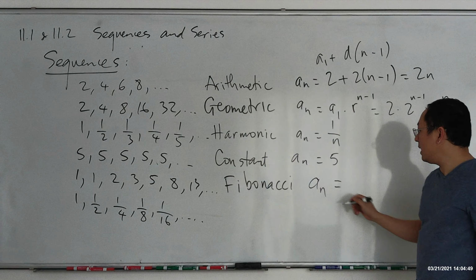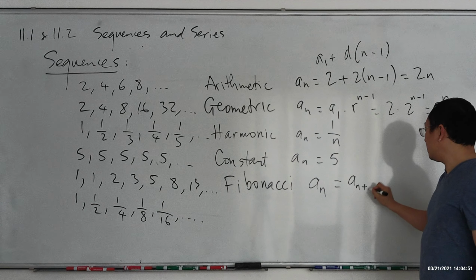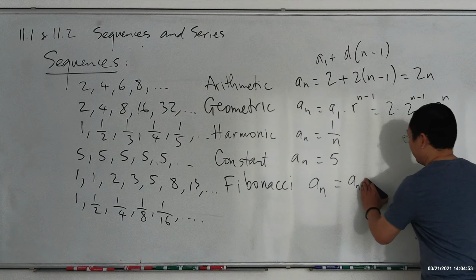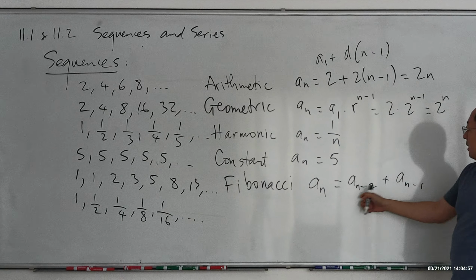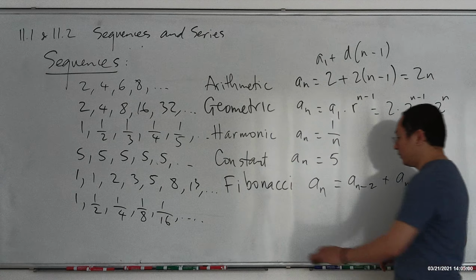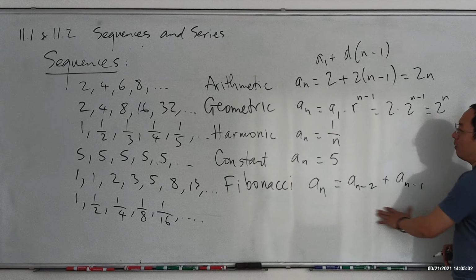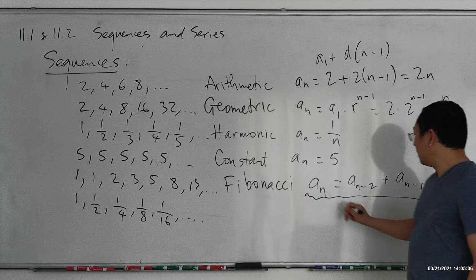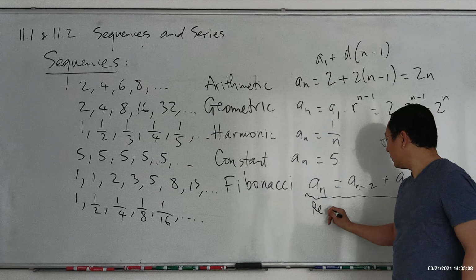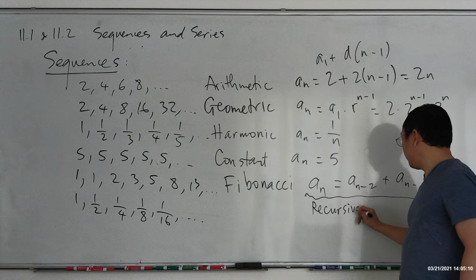So I'm going to write it this way: a_n is equal to a_(n-2) plus a_(n-1), the sum of the previous 2 terms. And as you see, this is another formula to find the sequence. It's not the general term. This is called the recursive formula. Recursive.